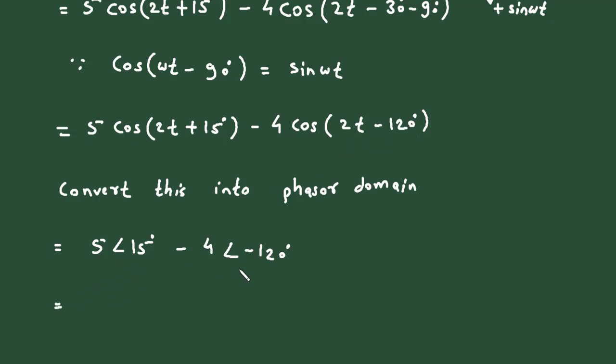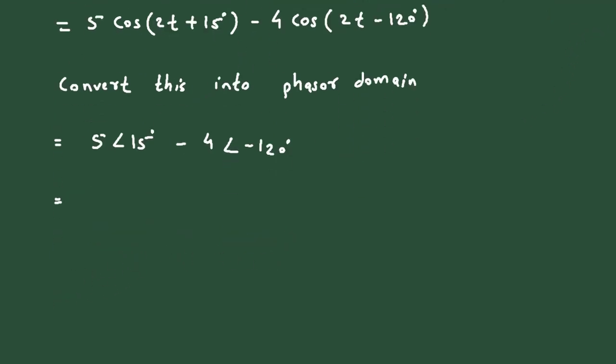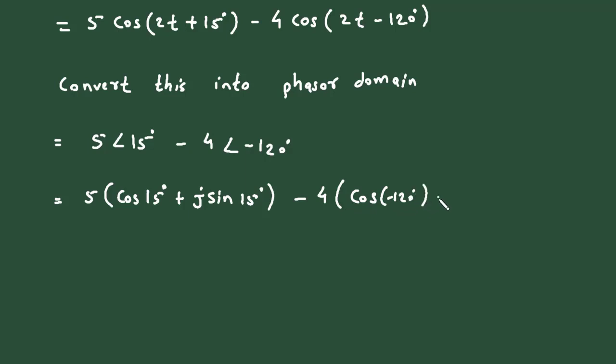So this is in polar form now. Now we have to convert this into its equivalent rectangular form because we have to add this. So it will be 5 in bracket cos 15 plus j sine 15, minus, similarly for this, 4 in bracket cos minus 120 degree plus j sine minus 120 degree.